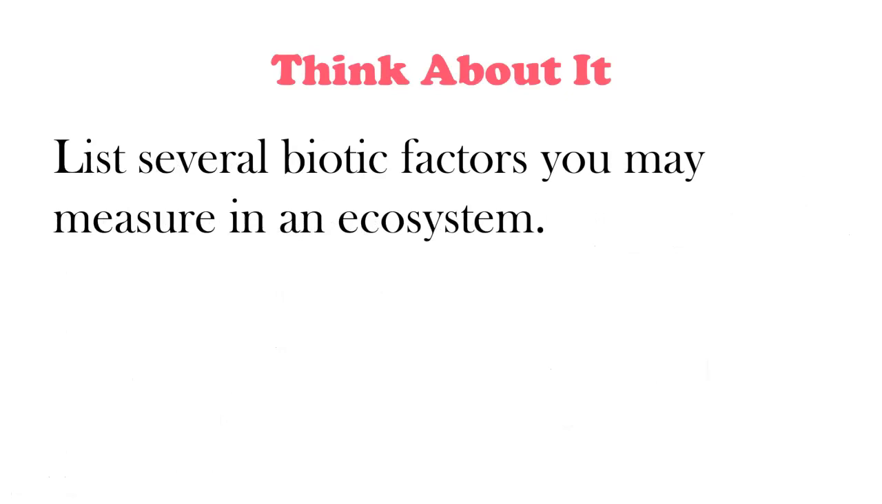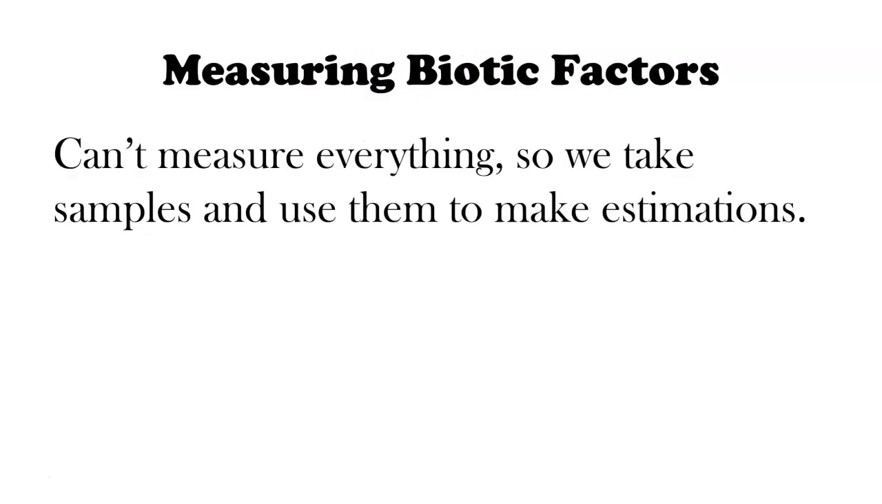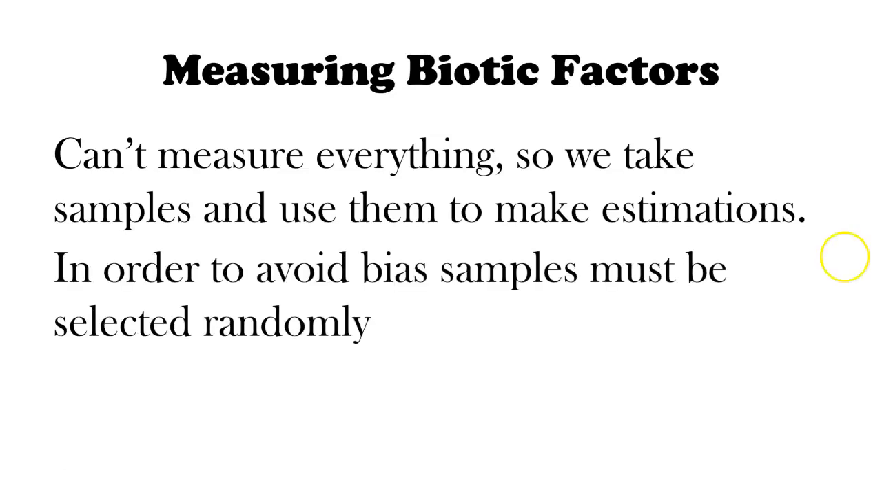So think about it. Hopefully by this point we would be able to list some biotic factors that you might want to measure in an ecosystem. Anytime we're trying to measure biotic factors in an environment, it's impossible to measure everything in a particular area. So what we do is we take samples and then we apply some type of statistical analysis to our data, and we make estimations about the entire ecosystem. And we want to make sure that anytime we're trying to measure a biotic factor, that we select the area randomly to avoid any bias.